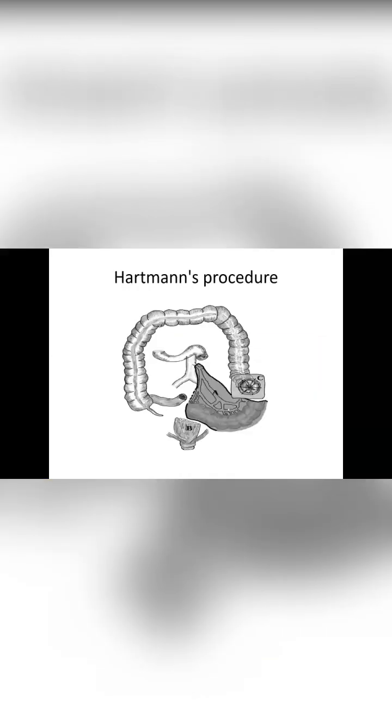I am sure you are doing that all the time, so you don't need this explained. You're just removing the segment of the bowel which has a perforation or whatever the complication is, and then bringing the proximal end out as an end colostomy, and we close the distal end.